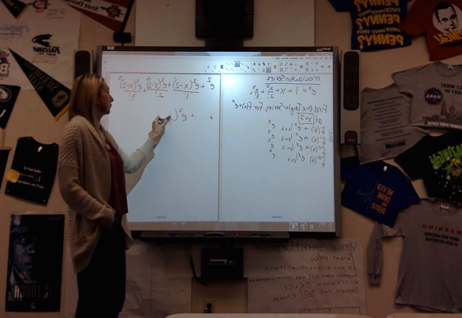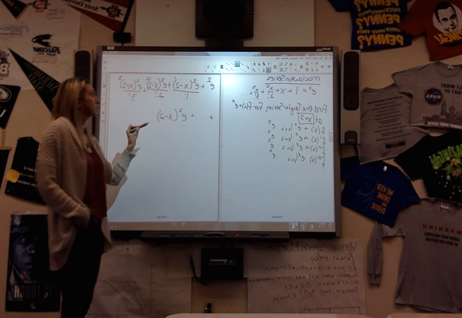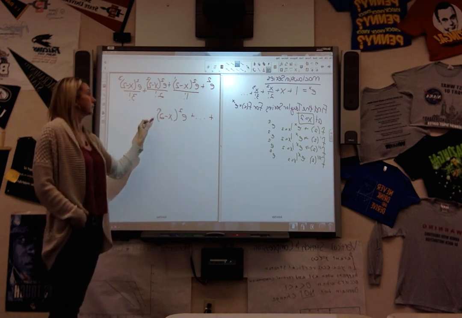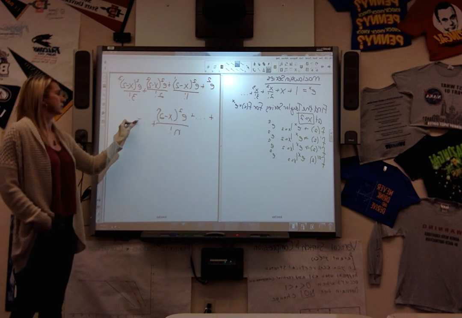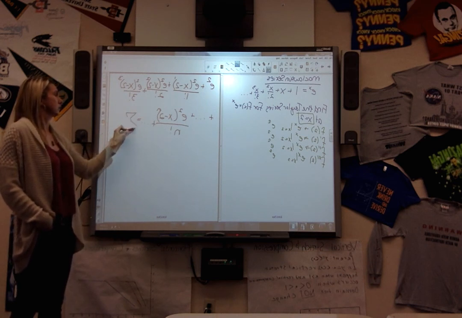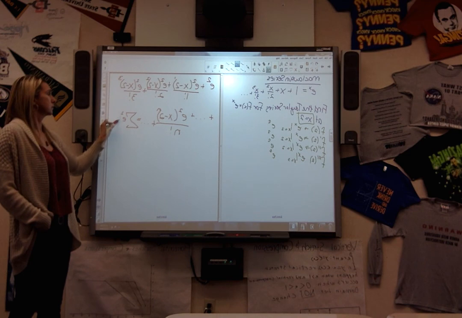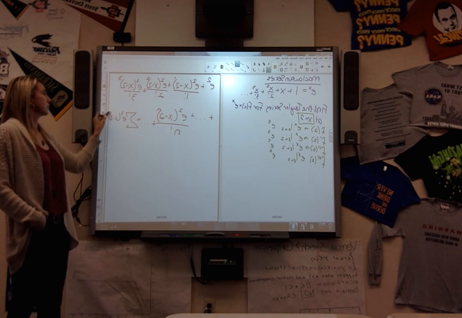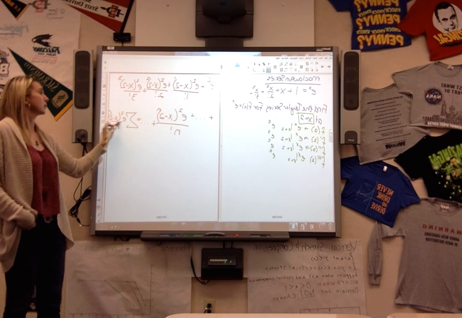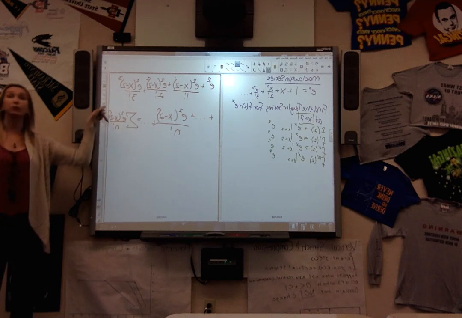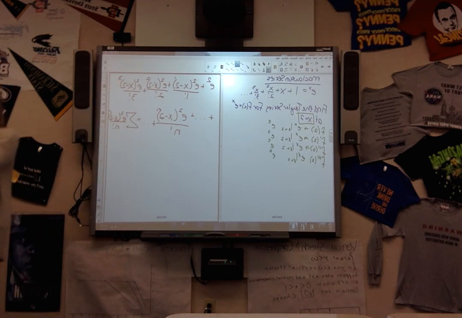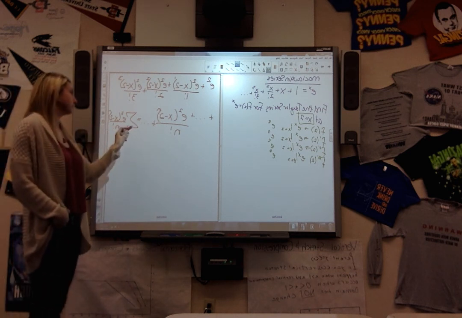Did we start at 0? Yes, you started at 0. Anything to the 0 is 1, so it's e squared over 1. This has nothing to do with the center. This has to do with what I'm plugging in for the n's to give me my general terms. I think that's what I was getting confused about before.